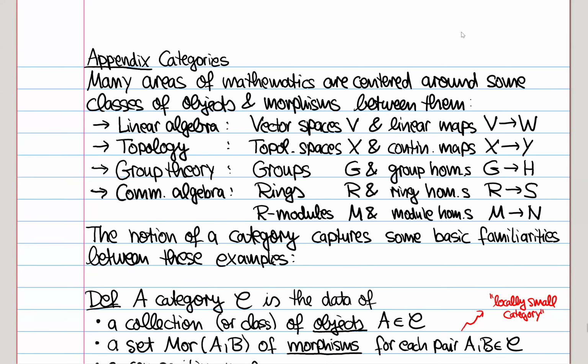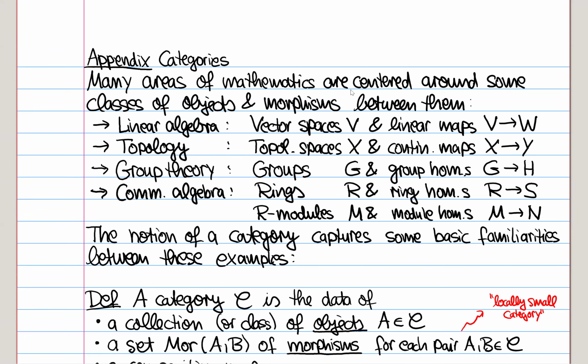In this short video, I wanted to give a brief recollection about this notion of categories, which was already discussed in the commutative algebra course. And so as a kind of motivation, I want to observe that many areas of mathematics are centered around some class of objects and morphisms between them.